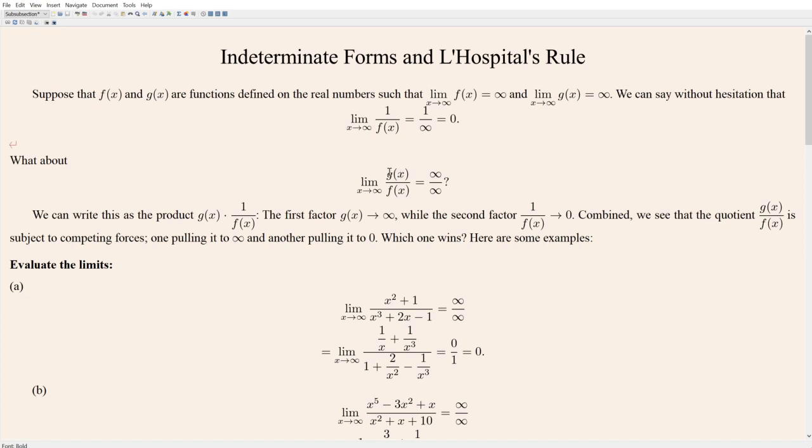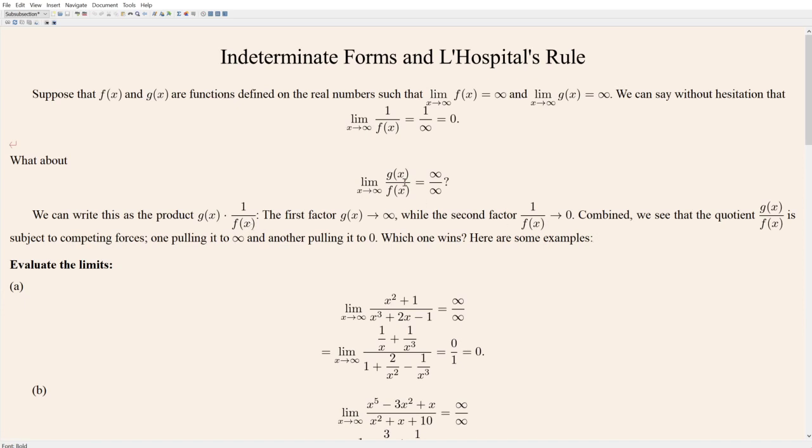No problem there. But what about the limit as x goes to infinity of g over f? The numerator is tending to infinity, but the denominator is tending to infinity as well. So we can abbreviate this sort of situation by writing down the fraction infinity over infinity. Now let's think about this a little bit. Essentially what we have here is a product. It is the function g times the function 1 over f. G is tending to infinity, by definition. 1 over f is tending towards 0.